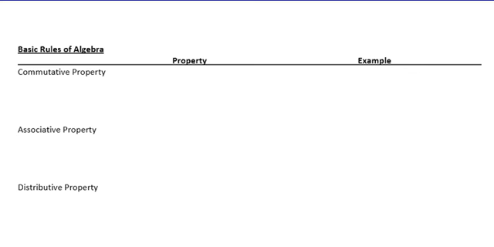We look at a couple of basic properties of algebra: commutative property, associative property, and distributive property. Commutative property and associative property only happen with addition and multiplication. And so there's a couple different options here. The property for commutative is A plus B is equal to B plus A.